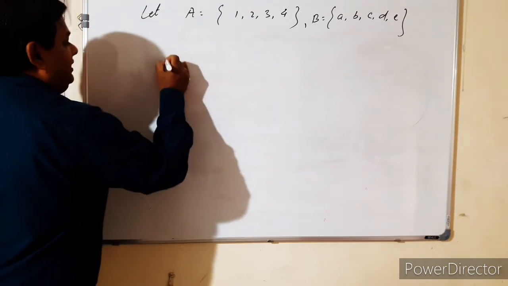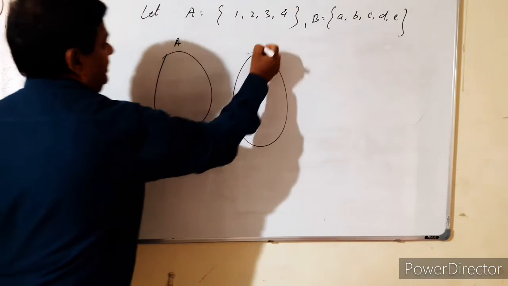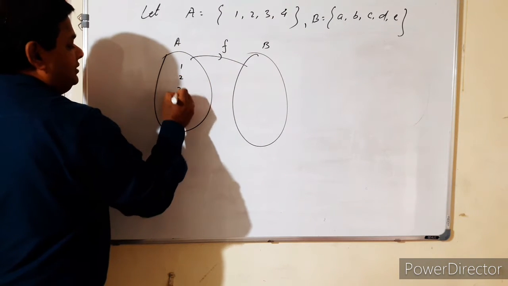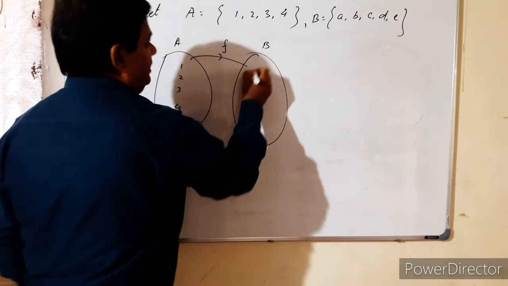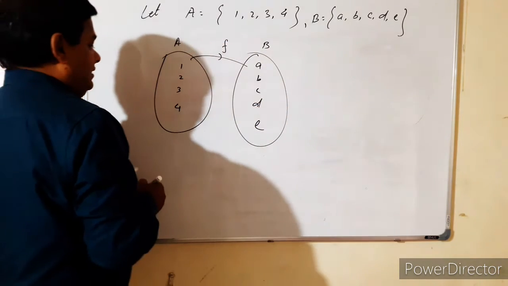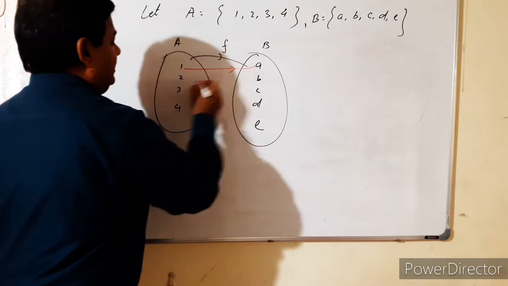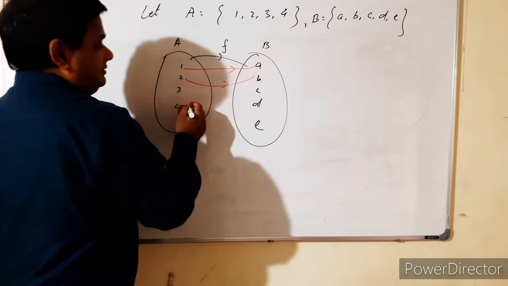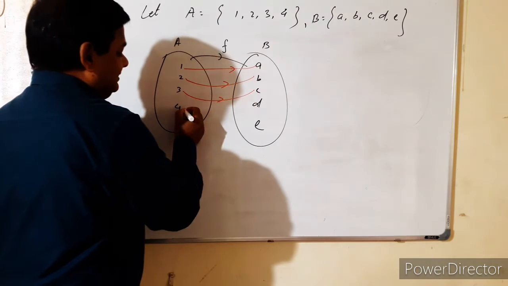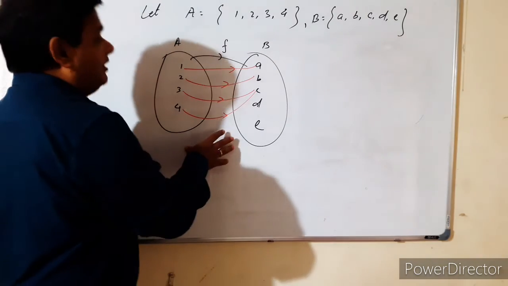Now figure number 3. So this is set A and this is set B, function f. Here 1, 2, 3, 4, and here A, B, C, D, E. So see here, 1 has image A, 2 has B, 3 has C, 4 has C. So this is a function.